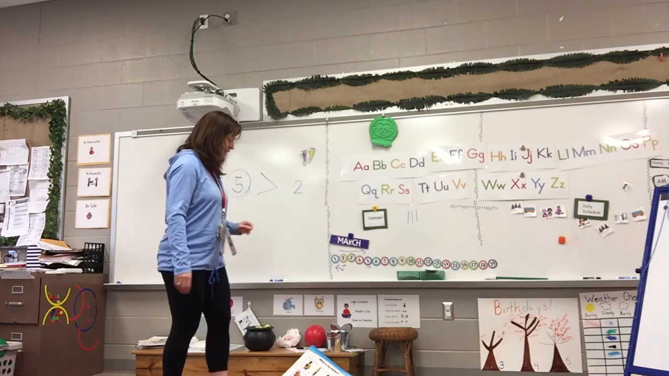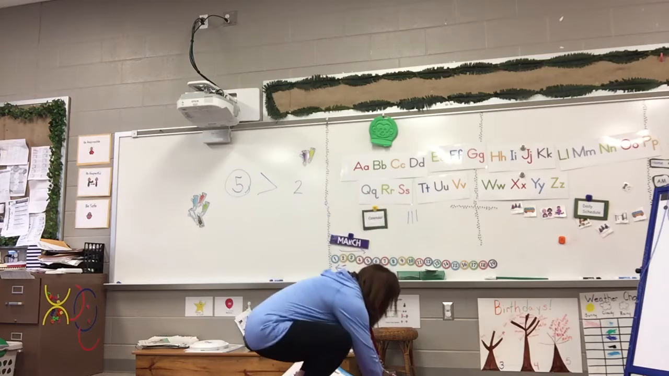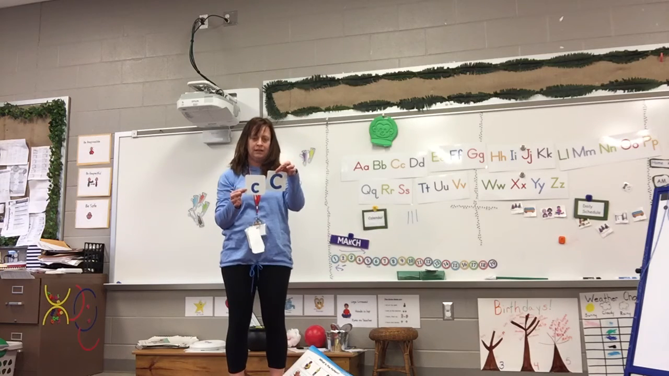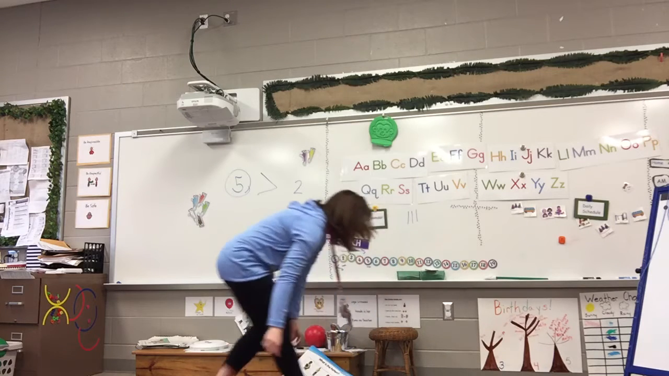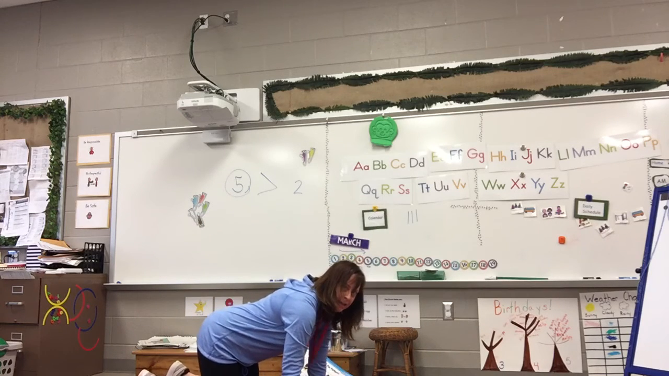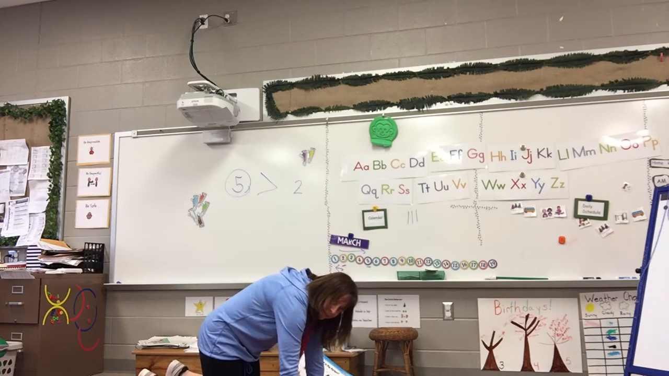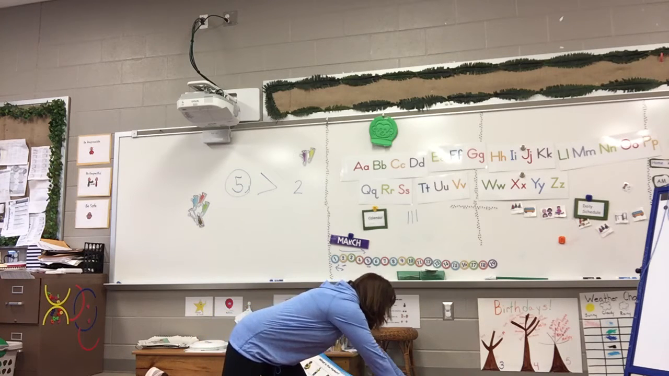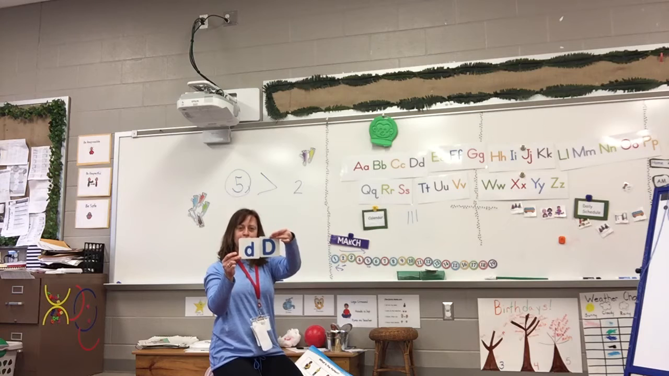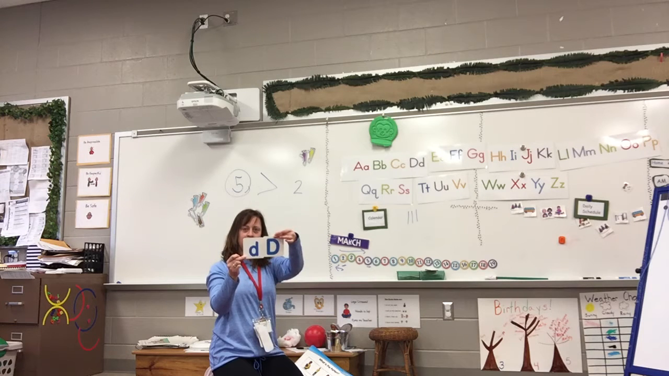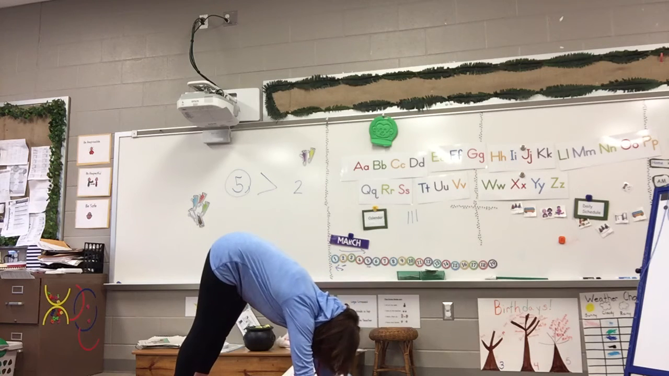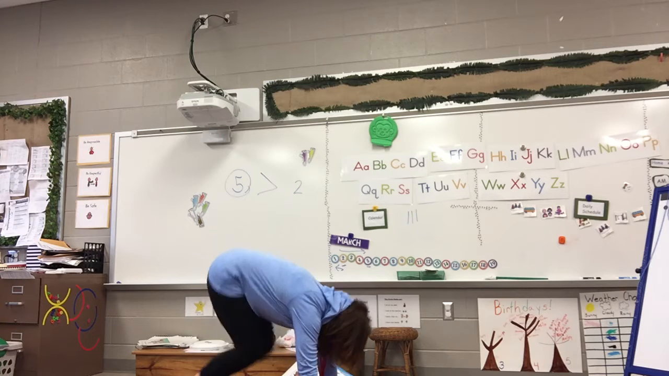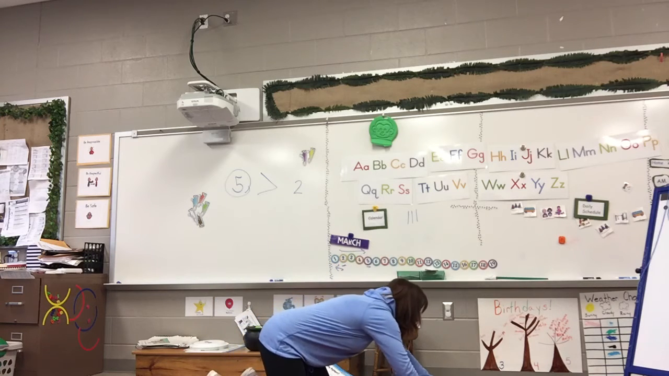Okay, C is next. What letter is this? We're gonna do cow, cat. All right, this one's my favorite one. What letter is this? D for downward dog. You guys get 2 D's for downward dog. All right, I ran this morning.